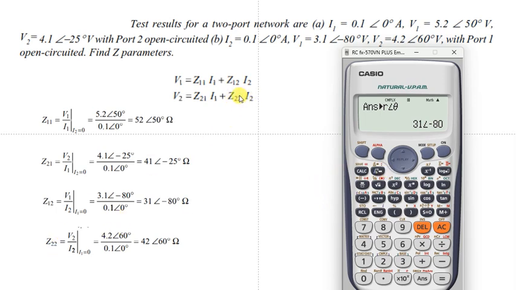Similarly, last Z22 is with I1 equal to 0, that is port 1 is open circuited. Z22 is V2 by I2. So in this reading it is there. V2 is 4.2 angle 60, then 0.1 angle 0, take S to D, is equal to 21.36i. Shift complex, third option will give you 42 angle 60.